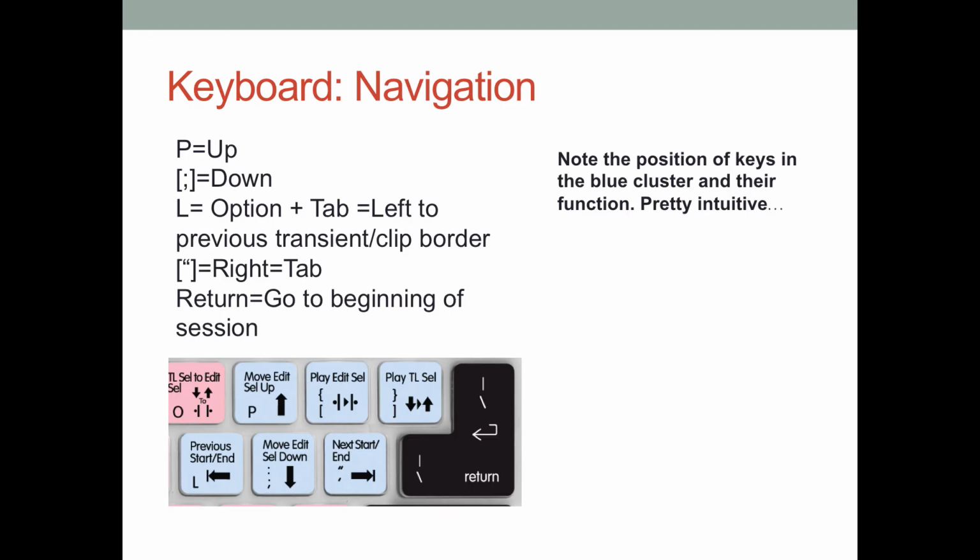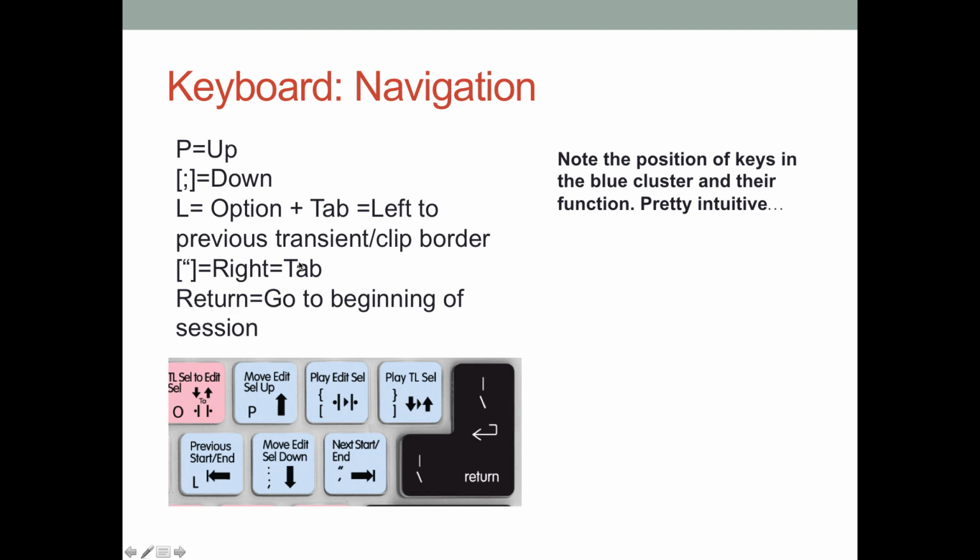Understanding navigation is also important for the tests. So P goes up. If you hit the P key, it will take your cursor up. When you hit the colon key, it's going to move the cursor down. You can hit L, and that will take you to the previous clip border or to the previous transient if you have tab to transients on. Or you can hit quote, and it'll take you over to the right side.